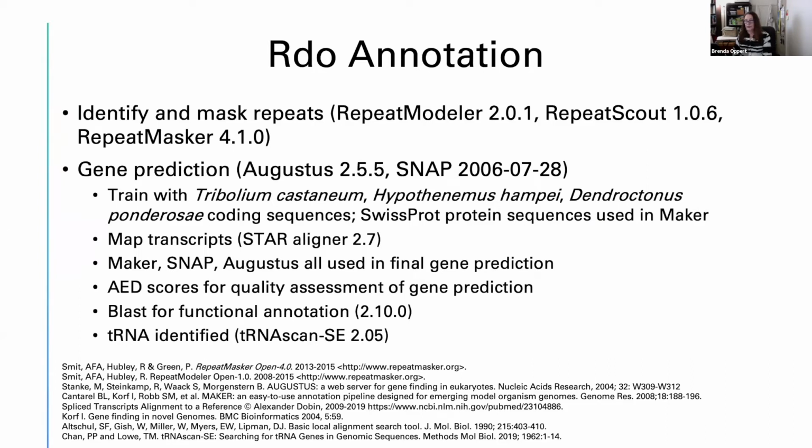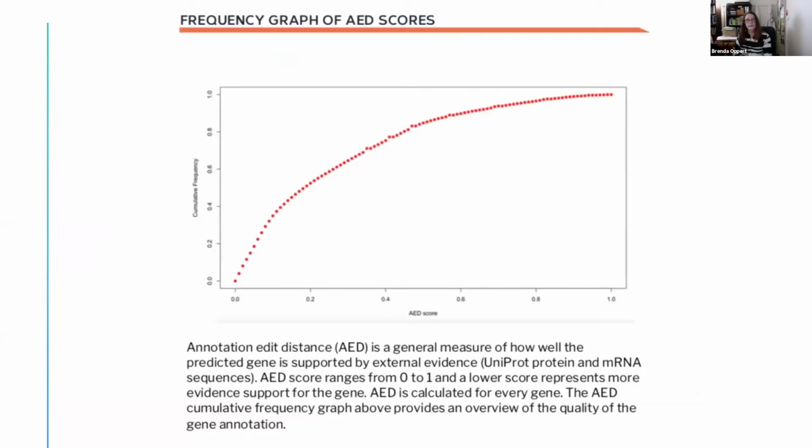After masking the genome, gene prediction is a rigorous process of training prediction with Maker, SNAP, and Augustus. And then AED scores are provided for quality assessment of the predictions. And these are the AED scores that we received for this annotation. It indicates that most of the predictions are high quality.